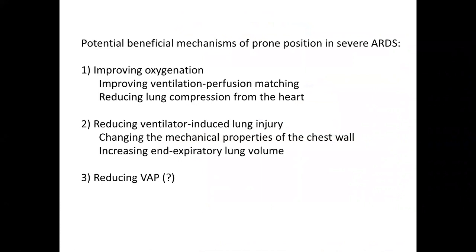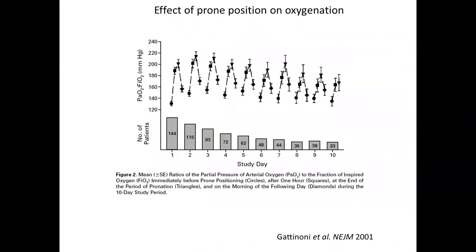So the potential beneficial mechanisms of prone position are maybe two, plus potentially a third one. Improving oxygenation, reducing ventilator-induced lung injury, and reducing ventilator-associated pneumonia. So we'll see. First, the effect on oxygenation. This is a nice report by Gattinoni in his first randomized trial in prone position, showing that every day the patient going from supine to prone position has an improvement in oxygenation. And it was persistent throughout the application of prone position. Very, very strong evidence here that there is an effect on oxygenation.